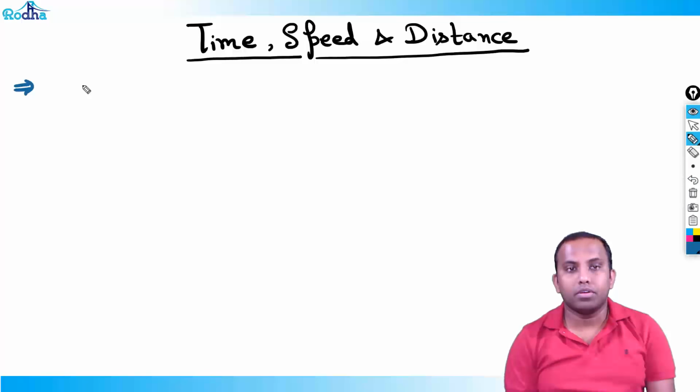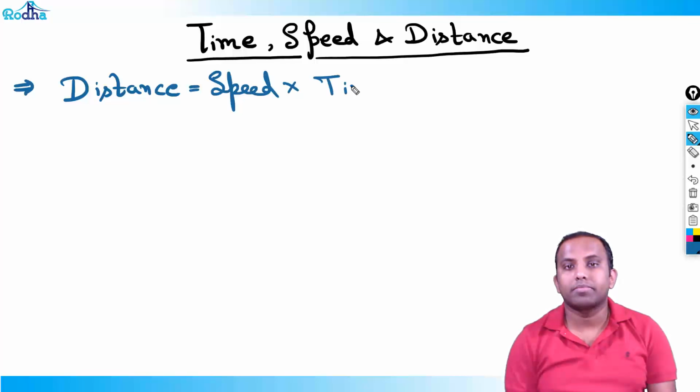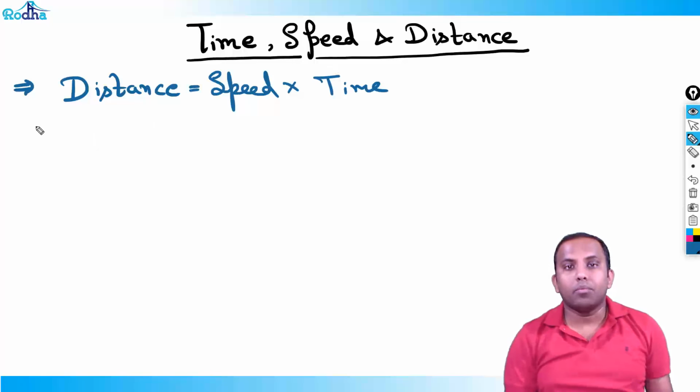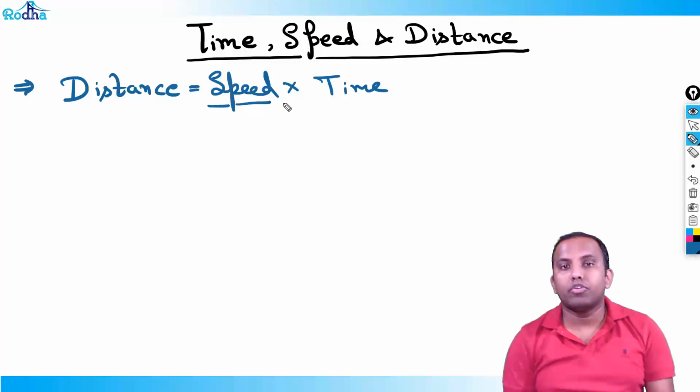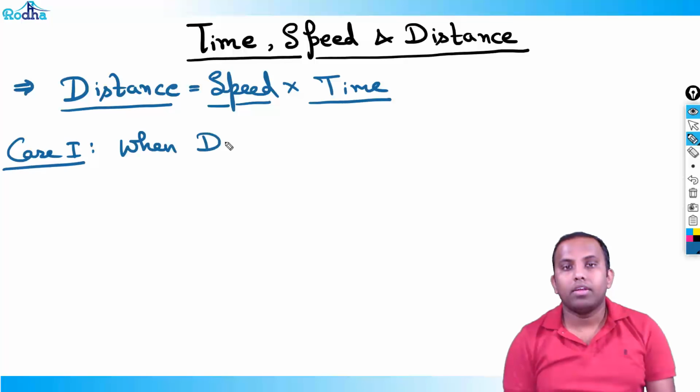Now, we know this very important formula: distance is equal to speed into time. Right from childhood we're studying this. So now see, when distance is equal to speed into time, a few cases we'll discuss here. First case is case 1, when distance is constant.